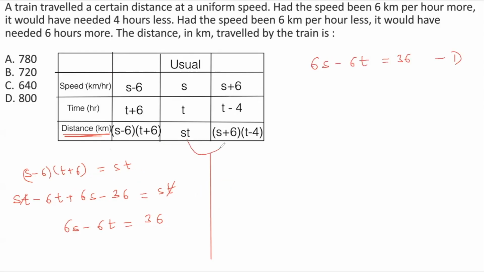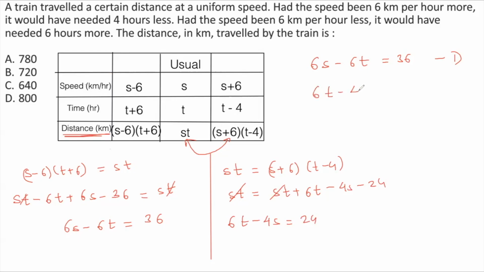Similarly, let's equate the distance in the second and the third case. I will get st is equal to (s plus 6) into (t minus 4). So the left hand side being st, the right hand side will be s into t plus 6 into t minus 4s and 6 into minus 4 is minus 24. Again, s and t will get cancelled out. I could take minus 24 on the left hand side. It would make it 24. So 24 will be 6t minus 4s, or 6t minus 4s is 24. Let me write this as my second equation.